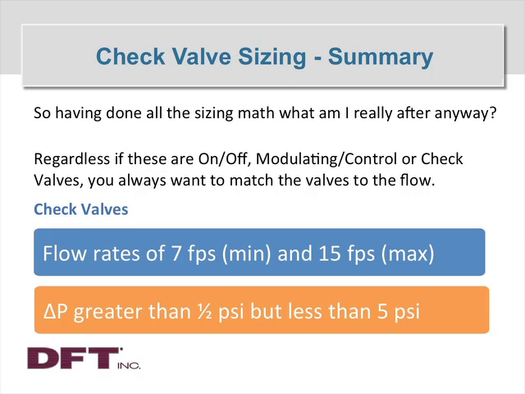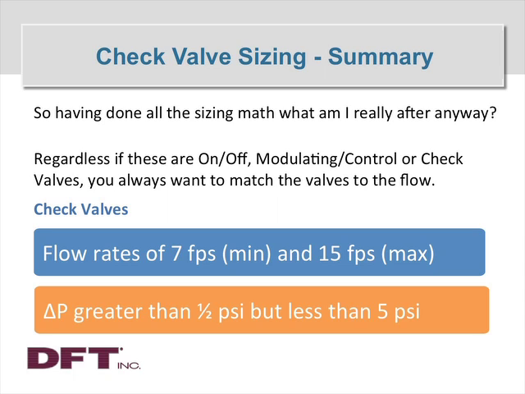Well, let me begin the summary process of all this. You've done all the math. What are you really looking for anyway? Regardless of whether these are on-off, modulating, control type valves, or check valves, you always want to match the valves to the flow that's going through them. For check valves, flow rates of 7 feet per second is a minimum. And again, you can convert that to metric units if you like, if you're more comfortable with that. And probably as a max end, maybe 15 feet per second would be a flow rate where you might start to encounter noise.